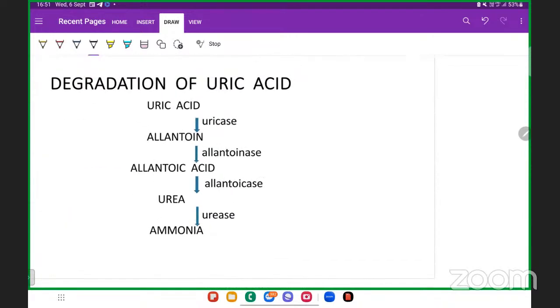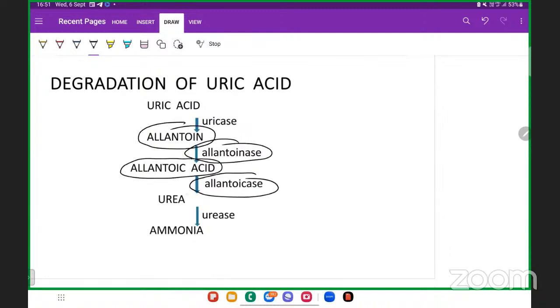This uric acid, in the presence of uricase, gets converted to allantoin. In the presence of allantoinase, it gets converted to allantoic acid. Then it gets converted to urea, and this urea, in the presence of urease, gets converted into ammonia.